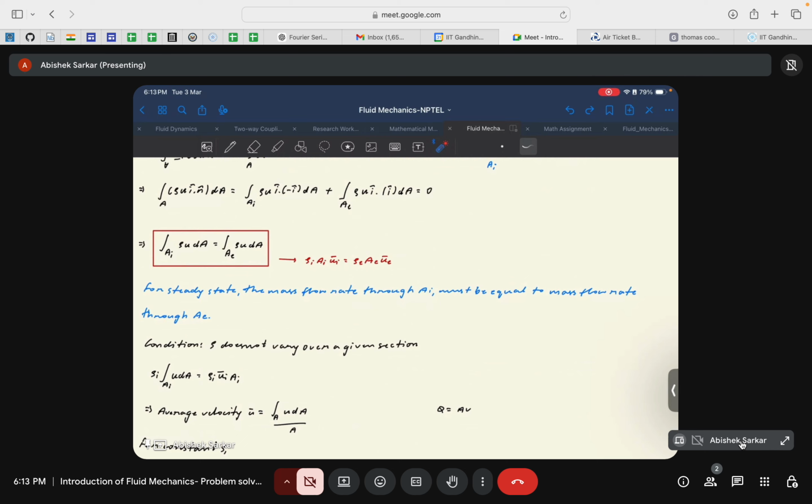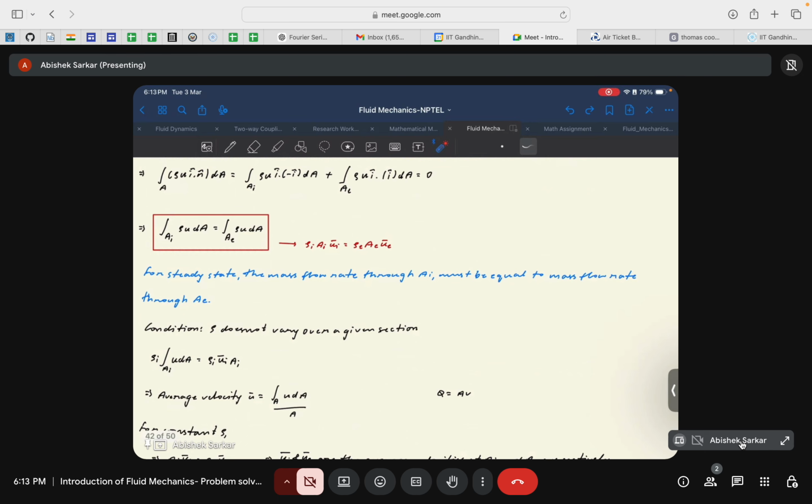And if you simplify it even further, you can write it in this form: rho i A i u i is equal to rho e A e u e. Again, a simplified form of this equation. Even if the density is not constant, this integration will give something like rho e A e u e, where u e might be different from u i and rho e might be different from rho i. Depending upon that, at least this product would remain constant across the inlet and the outlet. And depending upon the requirement of the problem, you might be asked to find the desired parameter.